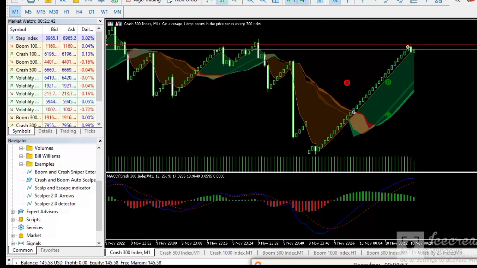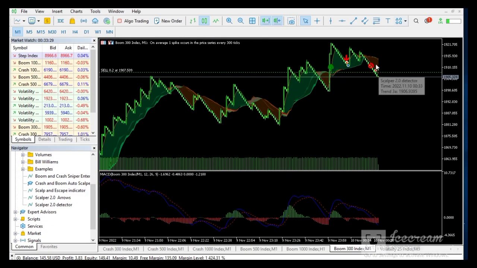So if you are still doubting that this indicator is accurate, at least you have seen a live video. And now we are taking another trade on Boom 300. We see the entry we have gotten. So what made us take this particular trade in this place? Why did we take the entry?